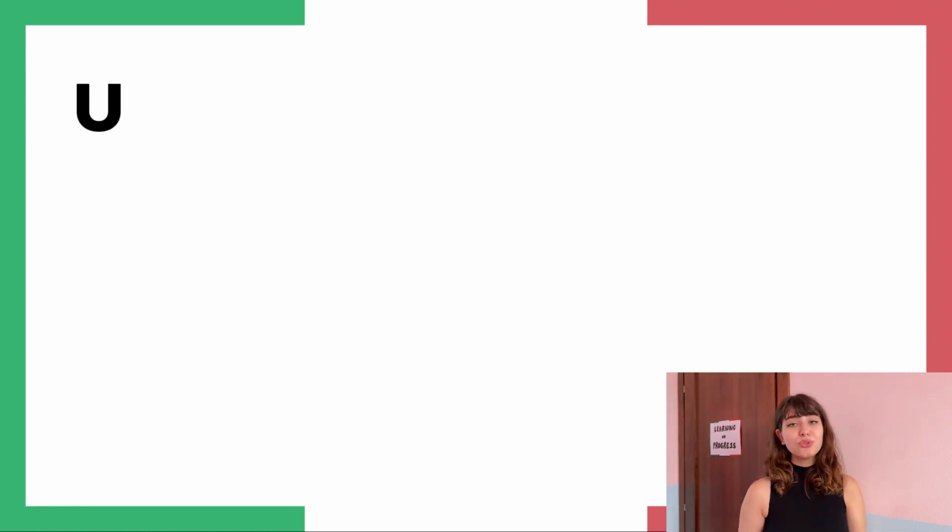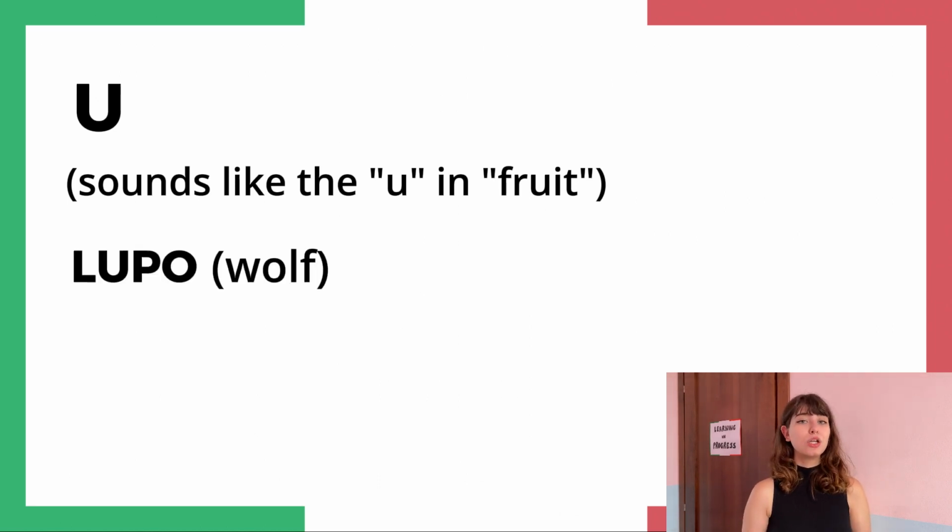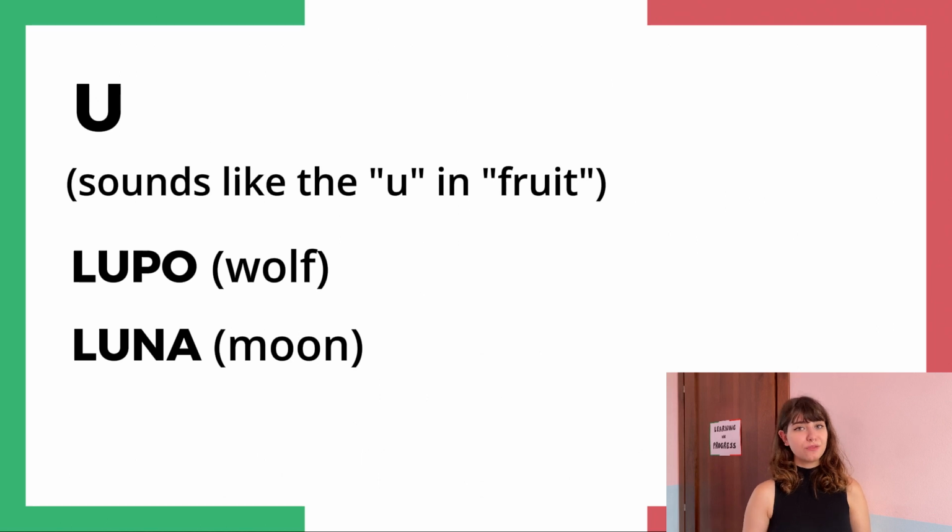Now on to our last vowel. This one is pretty easy too. There's only one way to pronounce it. It's pronounced like the U in fruit. U. Some Italian words with U are lupo, luna, frutta.